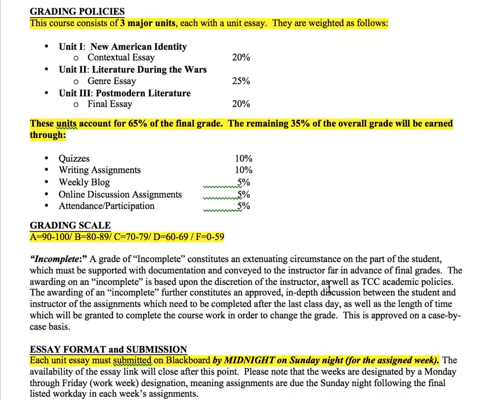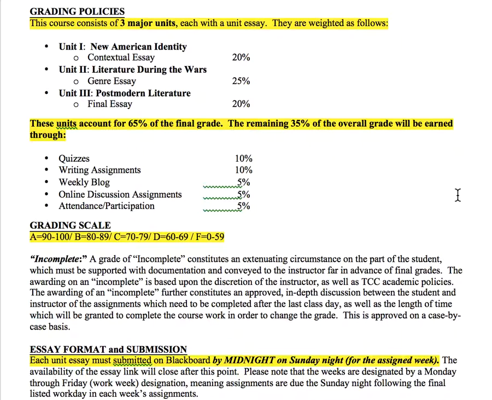This course basically has 3 major units of about 5 weeks each, and each unit has its own unit essay. So the first essay will be 20% of your grade, the second one will be 25% of your grade, and the last essay will be another 20% of your grade. So altogether, your essays create 65% of your grade, and the other 35% comes from quizzes, which are 10%.